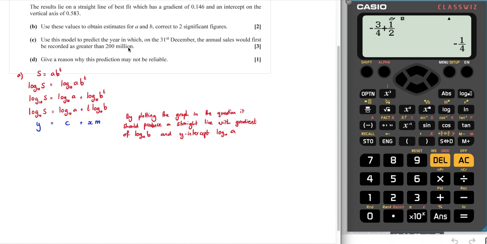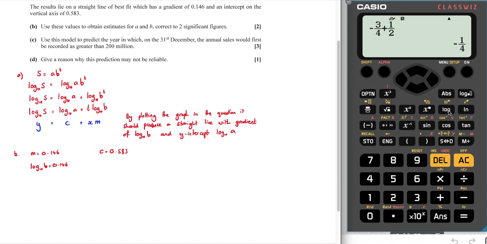So let's do that then. So part B, we are told m is 0.146 and c is 0.583. So we've just said there the gradient is log 10 of B. So log 10 of B is 0.146. So we anti-log it.